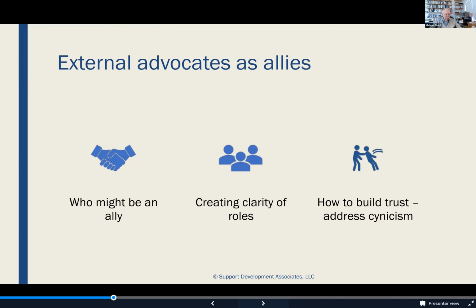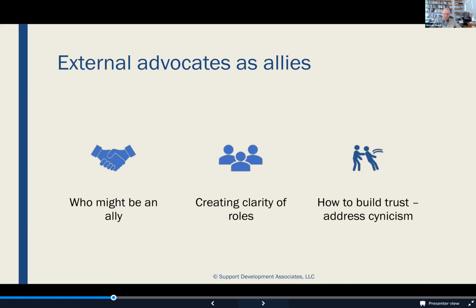But to do that, we need clarity of roles. We need acknowledged expectations. So there's no need to be upset when somebody's advocating for something that is not going to be supported by the system, as long as we have an understanding of who's doing what and what the roles are. But to do this, you have to build trust. And trust is really about keeping promises. It's about believing that what one person says, what their word is, can be counted on.